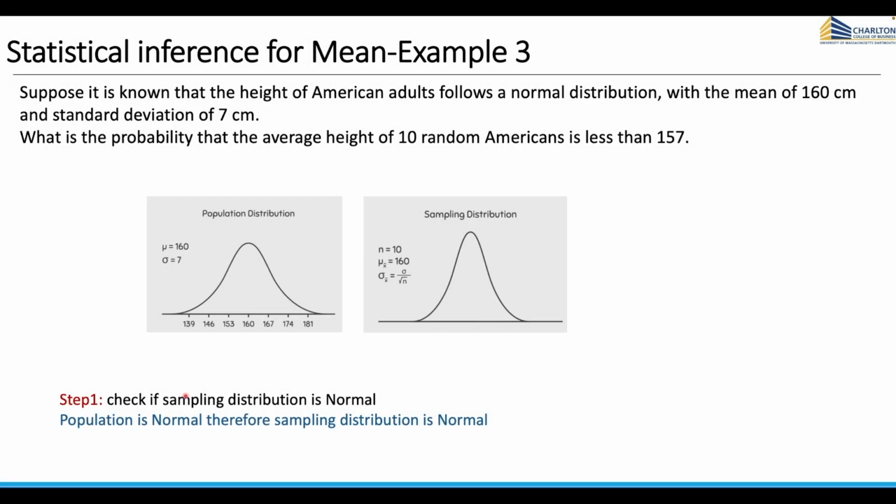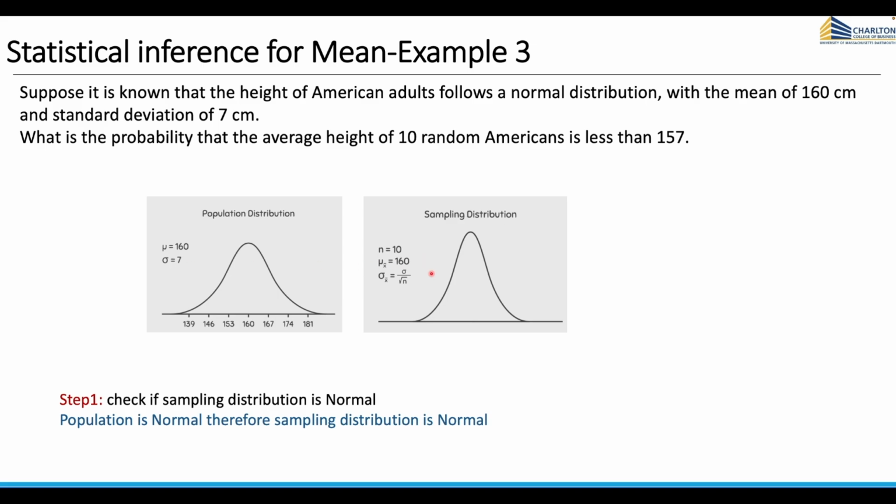Let's look at this example. Suppose it's known that the height of American adults follows a normal distribution with a mean of 160 centimeters and a standard deviation of 7 centimeters. What is the probability that the average height of 10 random Americans is less than 157? So we know that the population distribution is normal, therefore the sampling distribution is also normal. The population distribution has a mean of 160 and a standard deviation of 7.